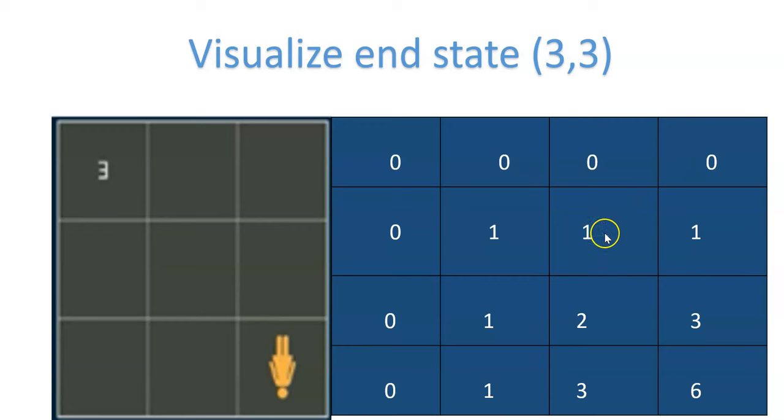If you add up these two values, you get this value. You add up these two, you get this. You add up these two 3s, you get the 6. So this can be expanded further as well.